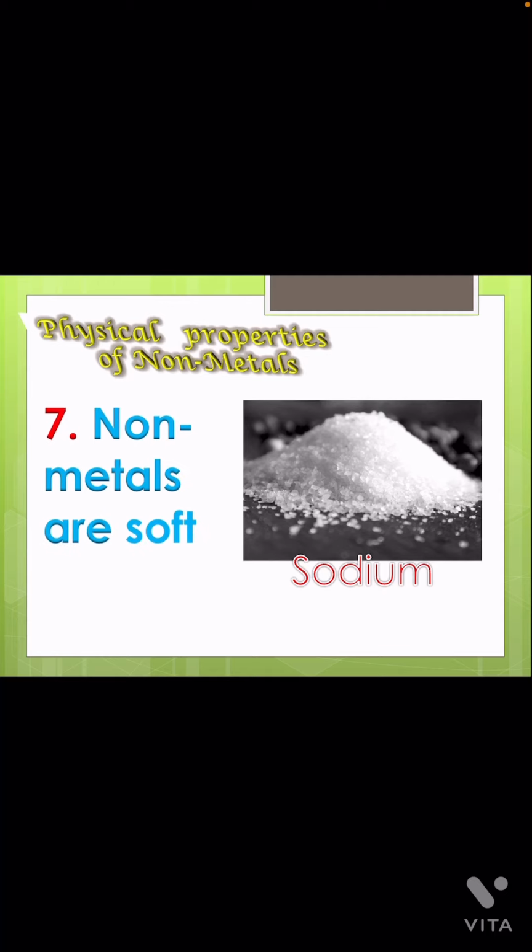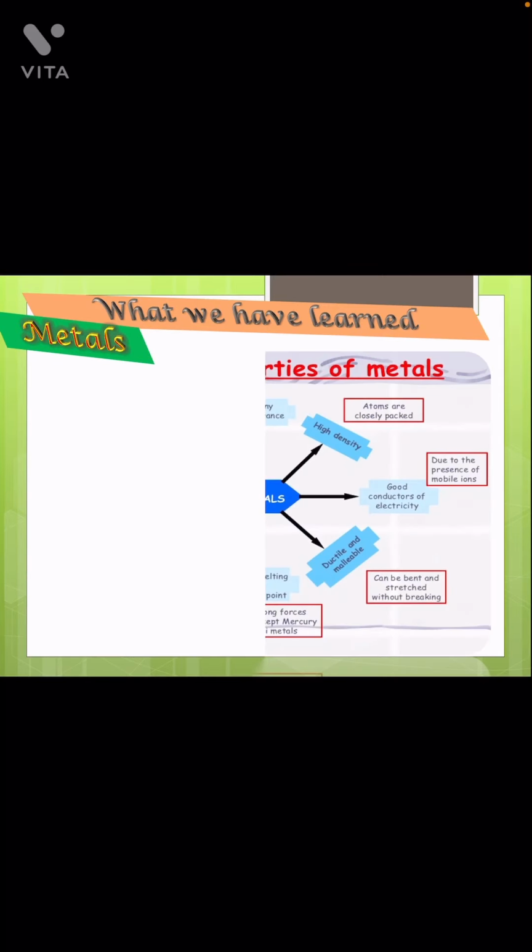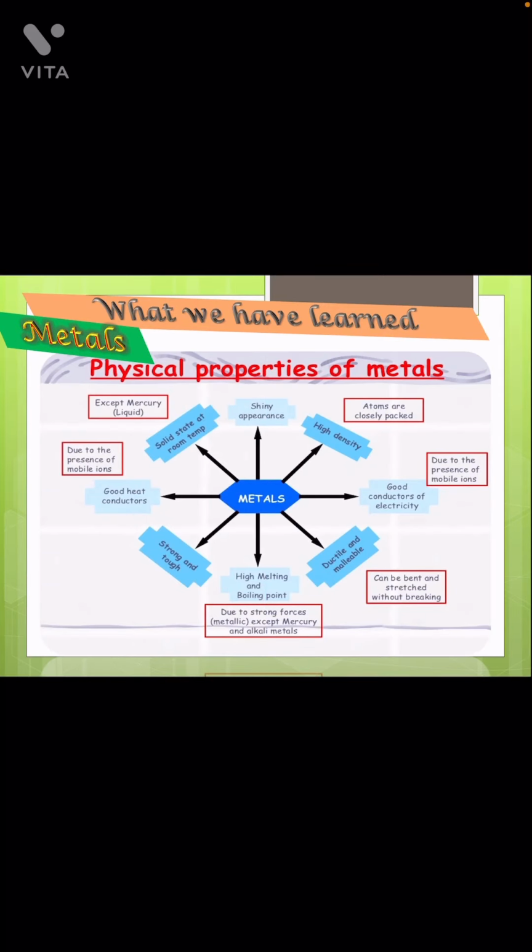Let's recall what we have learned today. We have learned the physical properties of metals. Metals are malleable, they are ductile, they are very strong and tough. They are the conductors of heat and electricity. They are very shiny, meaning lustrous. They produce sound, so they are called sonorous.